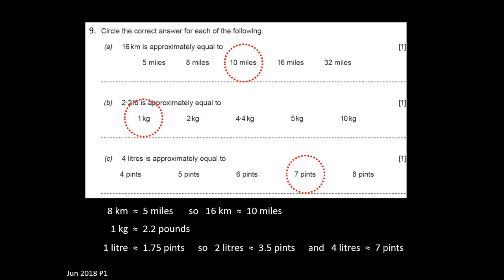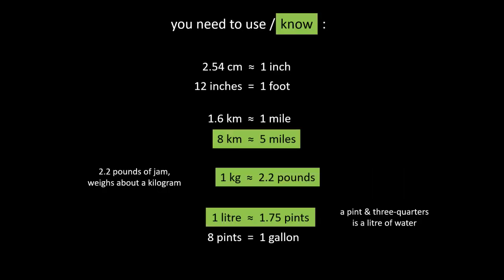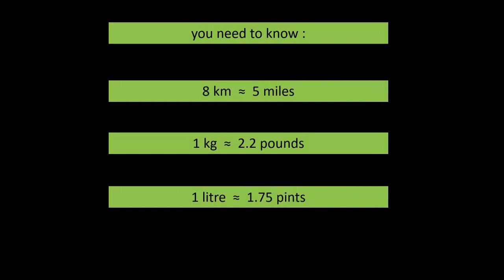And that's it. Let's just make sure we know what we've got to remember. There's a little screen from earlier. 2.2 pounds of jam weighs about 1 kilogram. Pint and 3/4 is a litre of water. And the other one you need to know is 8 kilometres, approximately 5 miles. So commit those to memory.